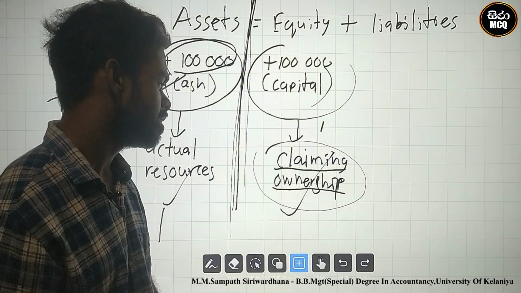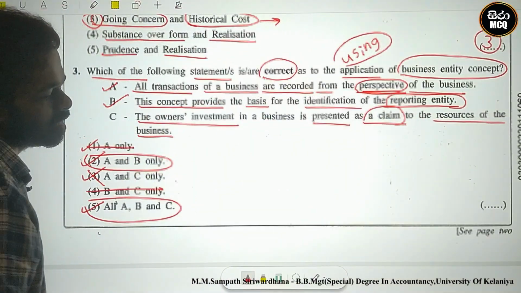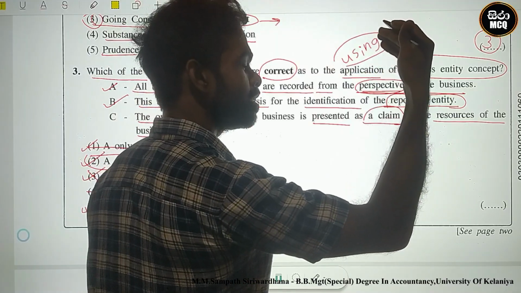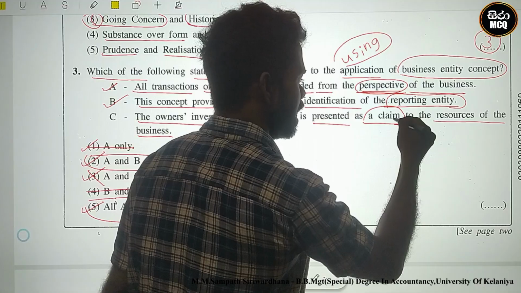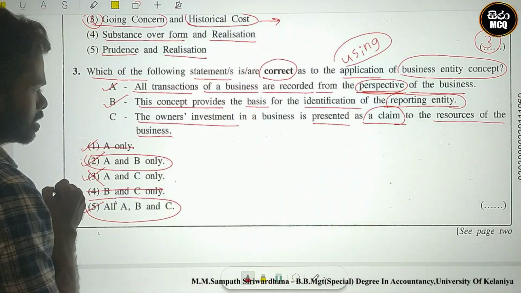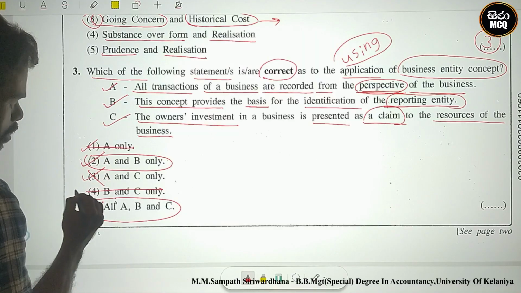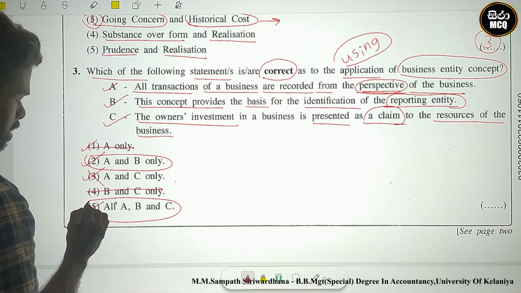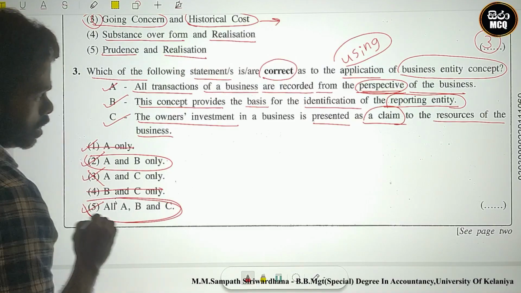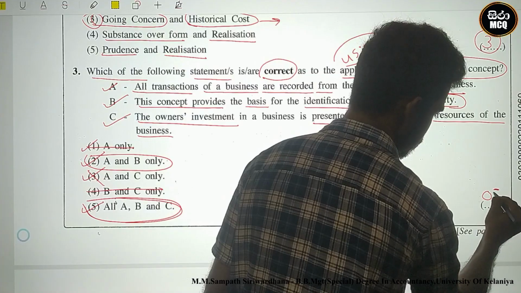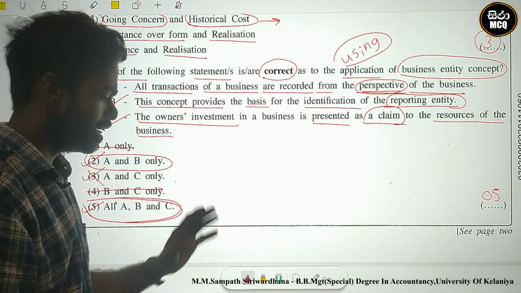Therefore, we can identify this claiming as the answer. Claiming is one side, business is the other side. This is the claim to resources of the business. This part is okay. A, B, C, all three statements are correct. Therefore, I can select answer 5. Question number 3, answer is 5. All statements are correct. Okay, let's see.